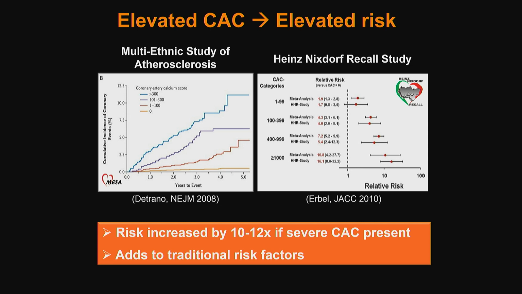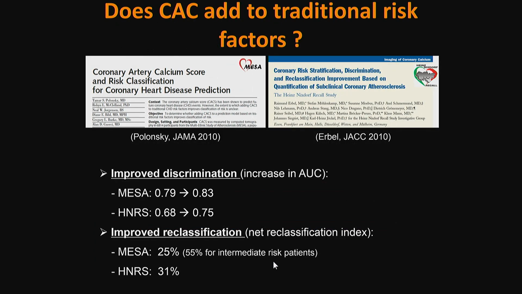That's a substantial increase in risk, which is much higher than any other risk factor or combination of risk factors that has been identified to date. Importantly, the risk that a calcium score portends adds on top of traditional risk factors. There's many different ways to look at this, but again, from MESA and Heinz-Nixdorf study, you can see in this slide the improvement in discrimination represented by the increase in the area under the curve, which is substantial in both studies, as well as an improvement in reclassification using the net reclassification index, again shown for both studies.